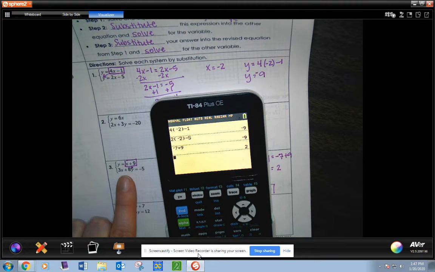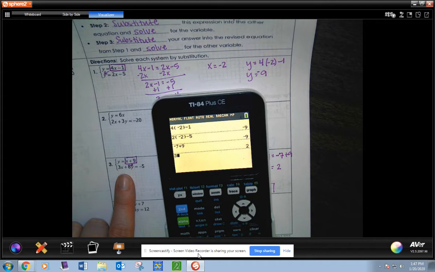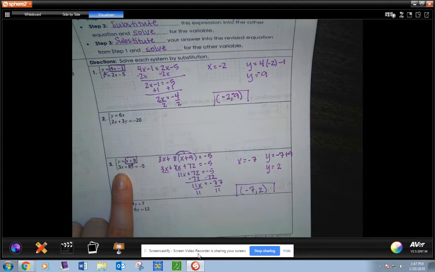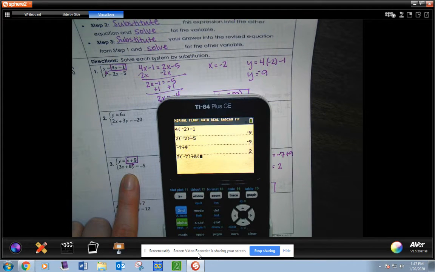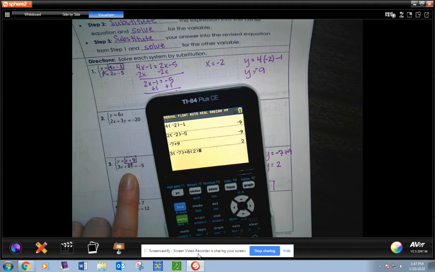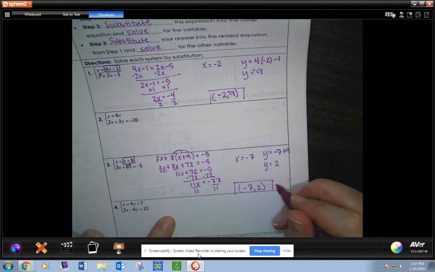Well, now you have to check the other equation. So we're just going to plug it in. We're going to do 3 parentheses, x was negative 7, plus 8 parentheses, y was 2. And when I hit equals, I should get negative 5, which I did. So that is the correct answer.